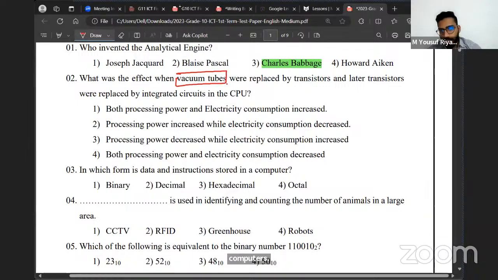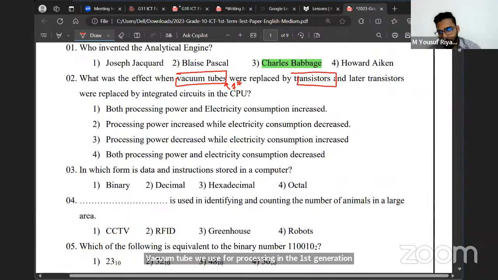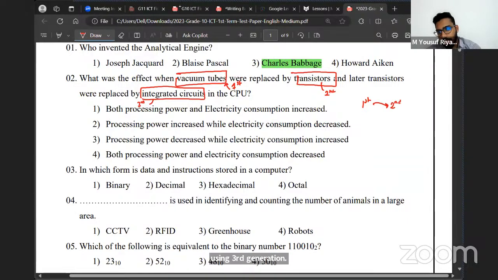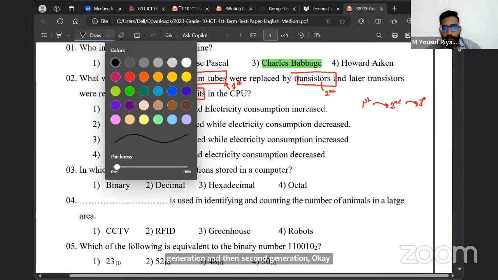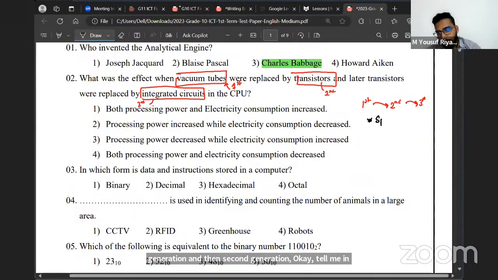Vacuum tubes were used for processing in the first generation computer. And then transistors were used in the second generation computers. And then integrated circuits, IC, they were used in which computers? Exactly, they were used in third generation computers. So when we move from first generation to second generation, and then third generation, tell me, in terms of speed, did the speed increase or did the speed reduce?